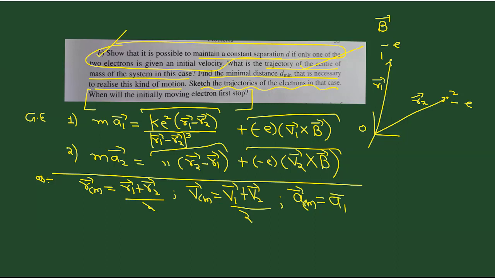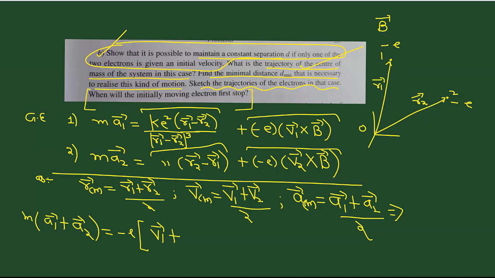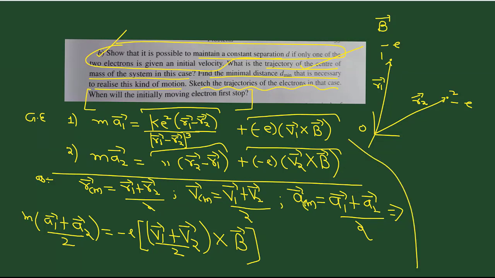So I know that ACM is equal to (A1 vector + A2 vector)/2. And here this term will be simple, because if you add these two equations, check, this term will cancel. So in this equation, M times (A1 + A2) comes out as minus E times (V1 + V2) crossed with the magnetic field B, and divide by 2 here. Now, this tells me that in this problem, mass times the acceleration of the center of mass is like a charge minus E moving with the velocity VCM under the effect of the magnetic field. That is what I have proved.